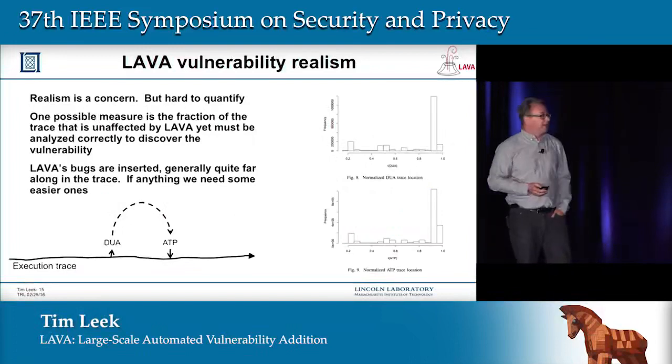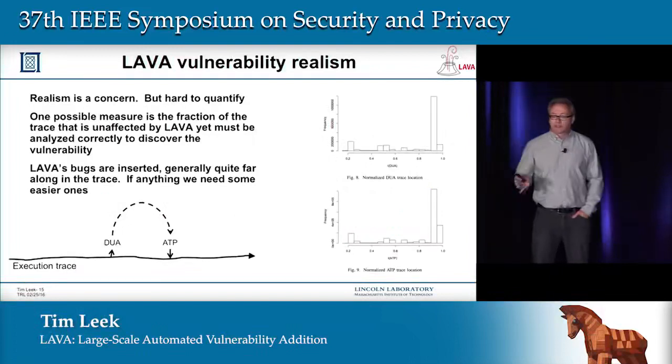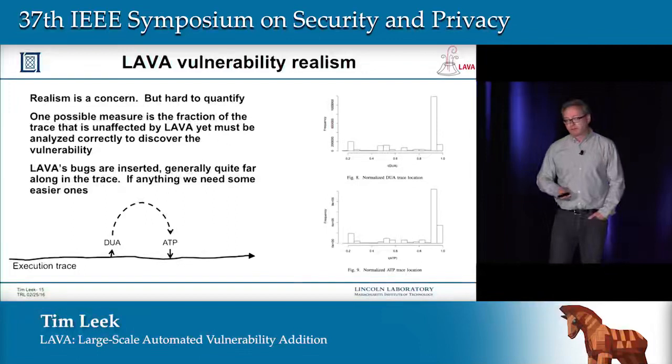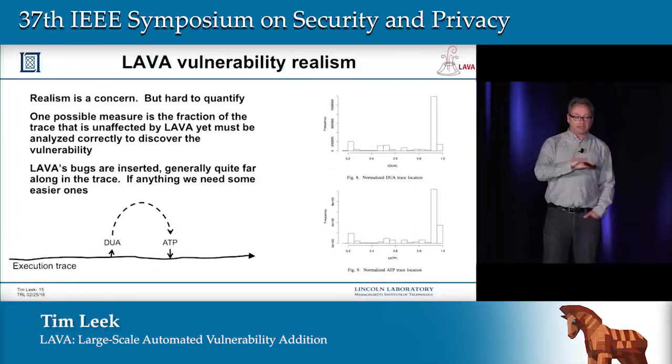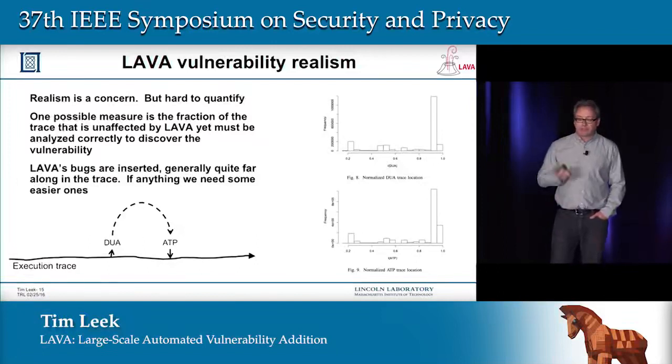So a big question hanging in the air here is realism. It's totally a concern. We get that. It's very hard to quantify. And as you can see, the kind of modifications we're making to the source code are very artifacty. We're changing it in this kind of weird way with this data flow through a global and whatever, which we're actually working on. We know how to fix.